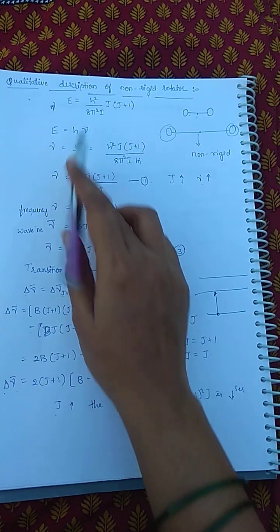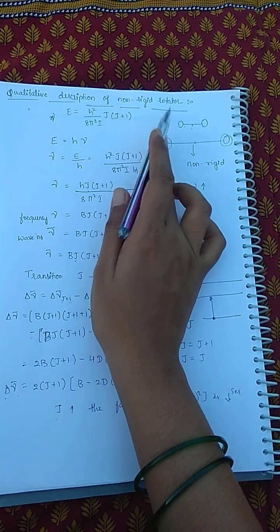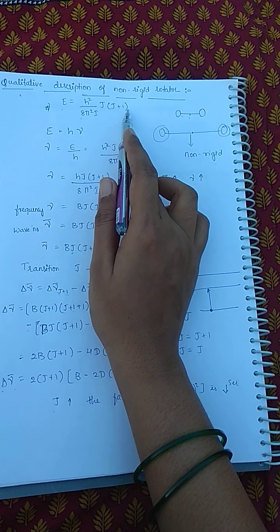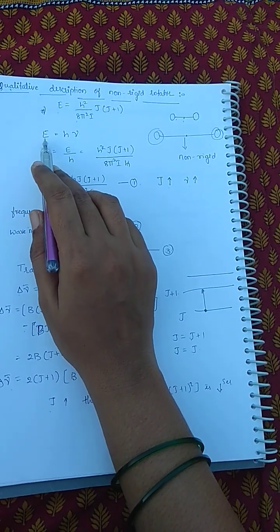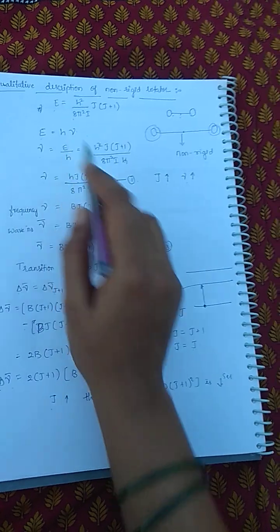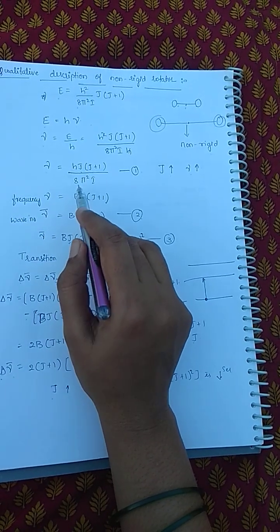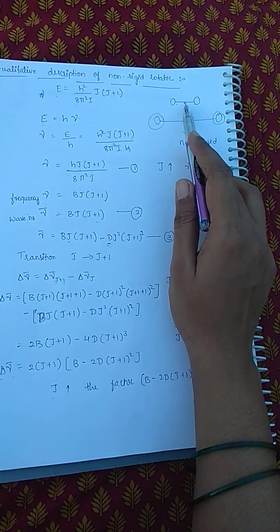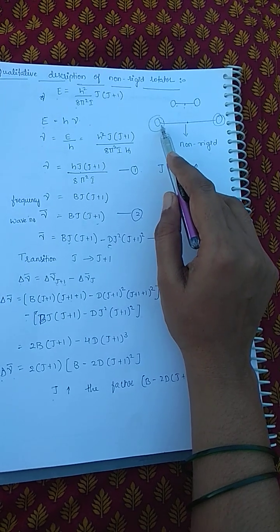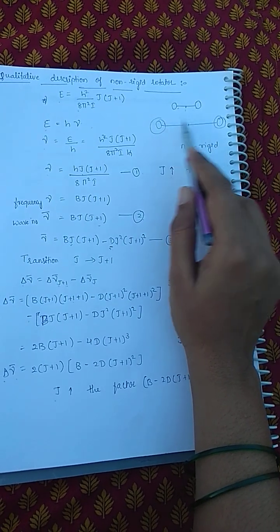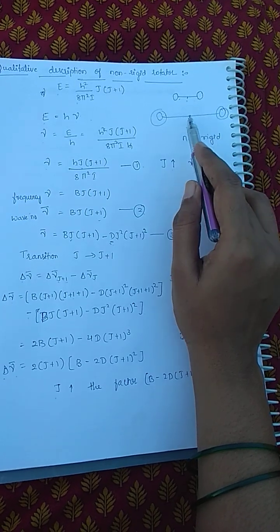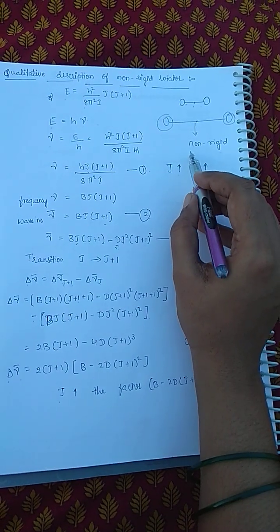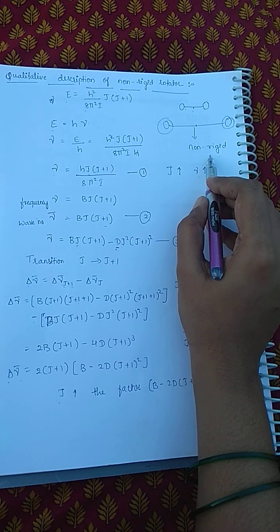Once again students, in the previous equation for a rigid rotor, we got the value of E equal to h square divided by 8 pi square I into J plus 1. As we know the energy equation E is equal to h mu, we take mu and get the value B J into J plus 1 divided by 8 pi square I. If the molecule behaves like a rigid, then the bond is very short. As the distance between the two atoms goes on increasing, the bond will not be strong. It is going to be weak. Hence this bond is known as a non-rigid.